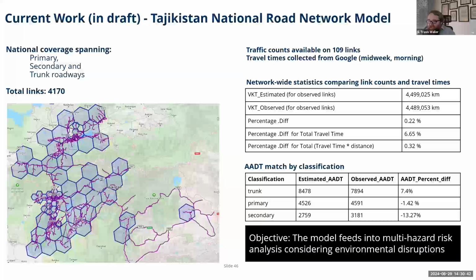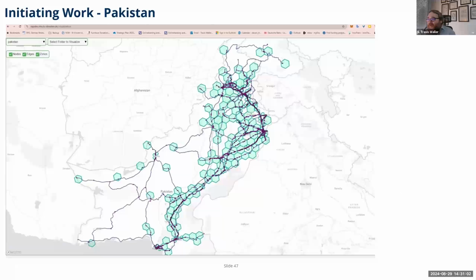And by doing that, it frees up time and resources to look at these emerging critical things like multi-hazard risk analysis, like equity, like environmental impact, environmental justice. We have the ability to do these now because the stock standard stuff can be done so quickly. The initiating work we've just started is on Pakistan. And so we have extracted that network and we've started some calibration on that, but this is literally what's going on these days. And so that work is now underway.